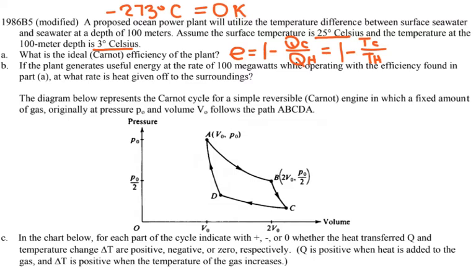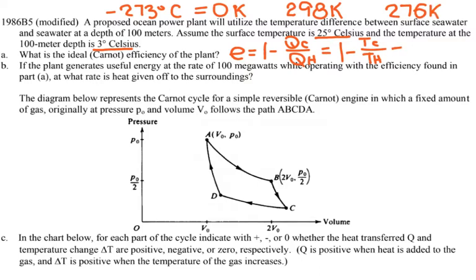So if you have 25 degrees Celsius, that gives you 298 Kelvin. That's for 25. And for 3 degrees Celsius, you would get 276 Kelvin.